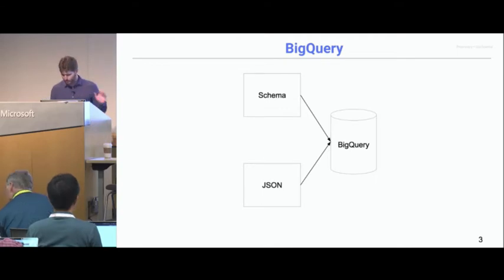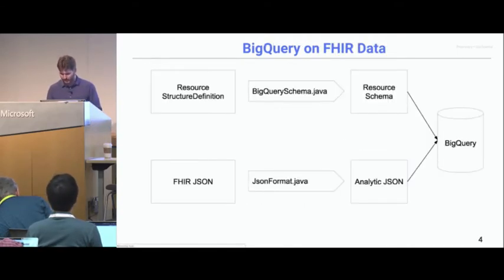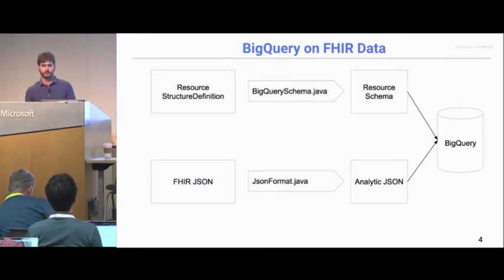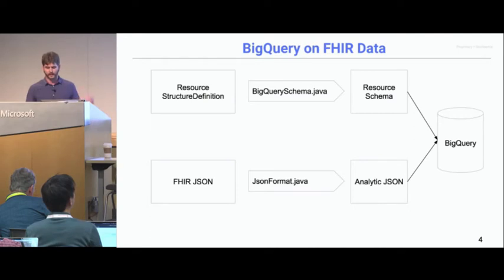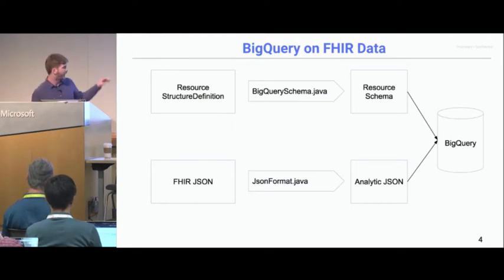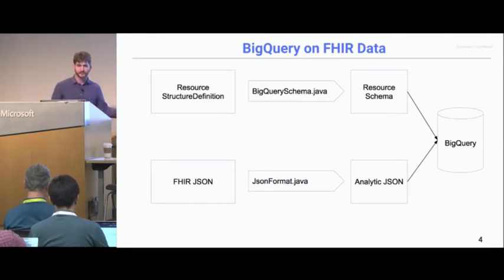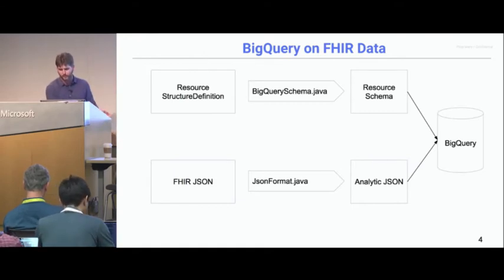I'm not going to go into a huge amount of detail on this right now, other than to say we have tooling that can take the structure definition for a resource, generate a BigQuery schema for it, and it'll prune some of these harder parts of the schema and let you get something that'll work. And similarly, we can take FHIR JSON, pass it through a formatter and get analytic JSON out. Don't take this slide too literally, because we first go through a layer of proto, which we're going to talk about later.